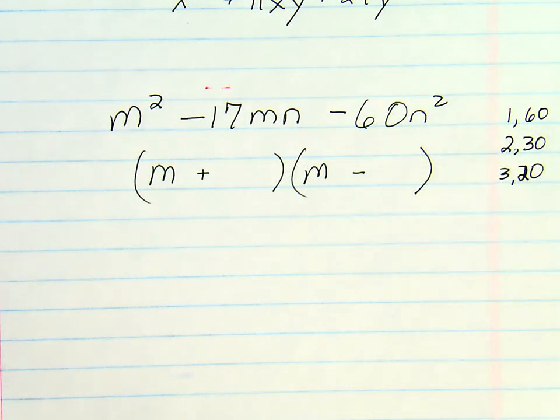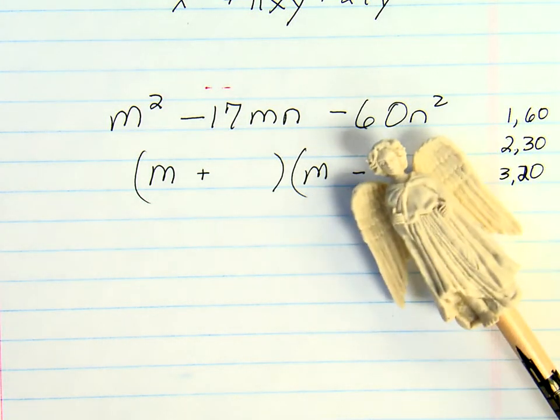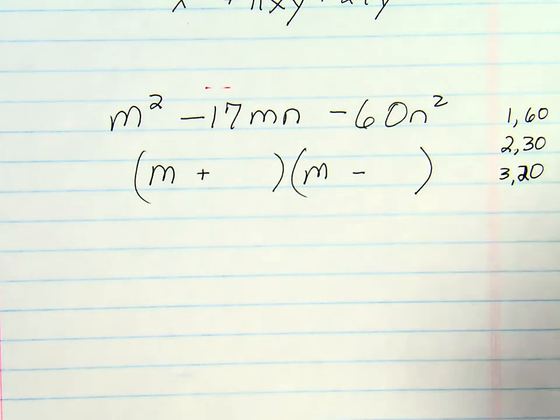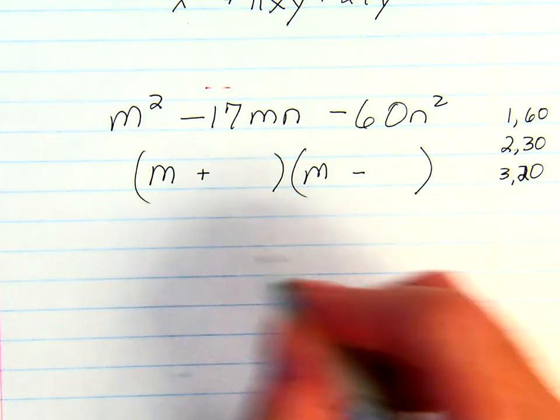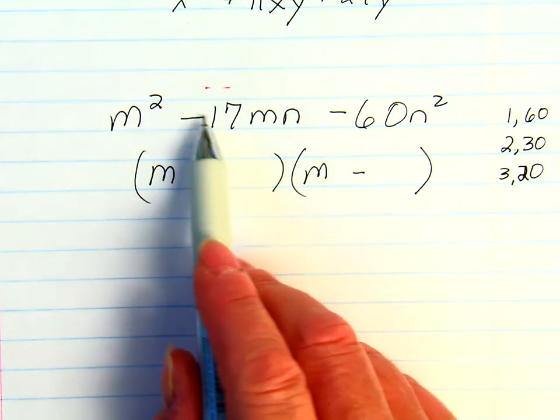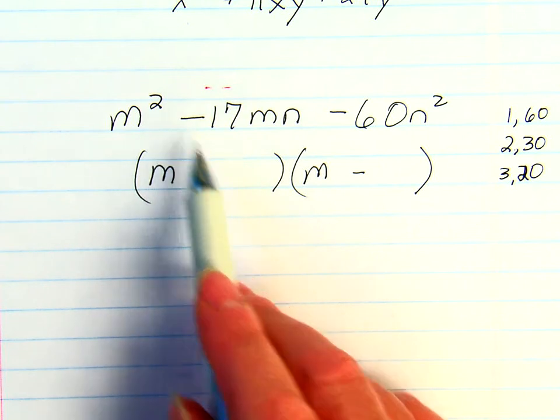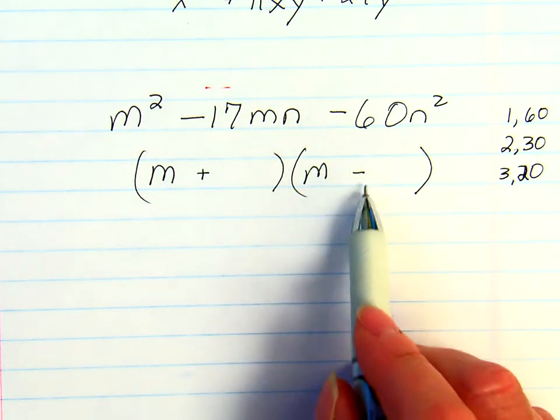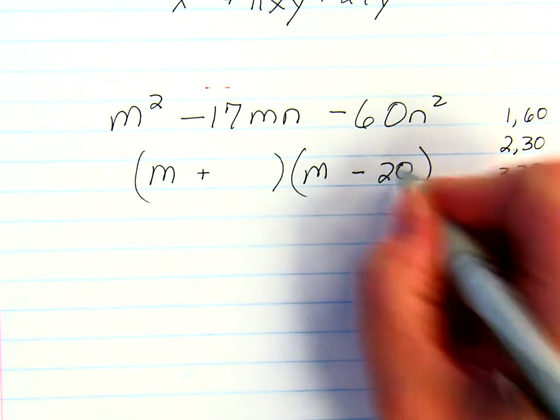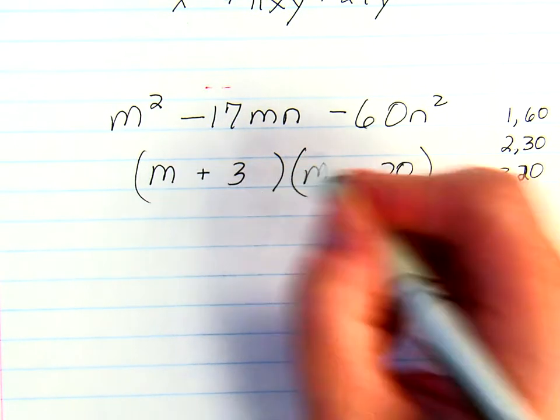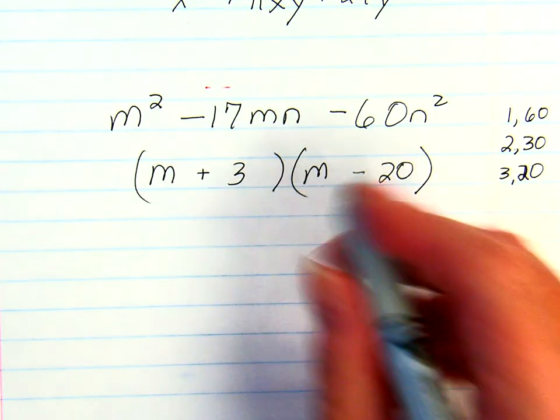And actually, 3 and 20, when I do it right, blooper, like I needed that. I need the angel to watch over me. Okay, so I know that this is going to work. Because this is negative, that means my larger number needs to be negative. So my negative 20 and a positive 3. And I have to remember this n.